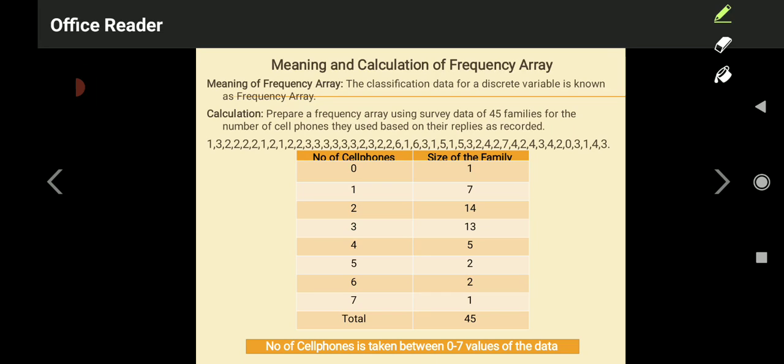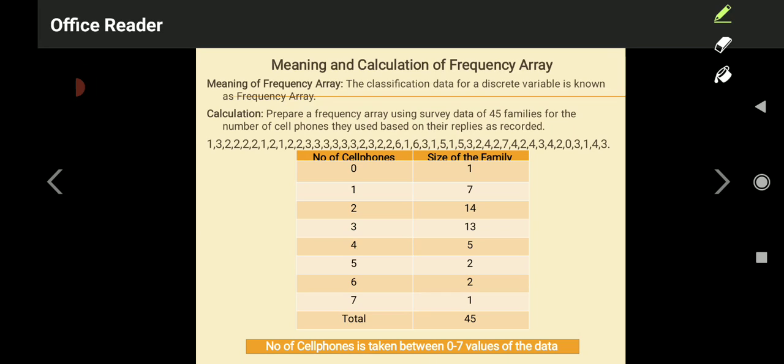I hope you understood. It is taking only certain values. Intermediate values are not taken into account in the case of a discrete variable. That situation is called a frequency array. Now let us understand how to calculate a frequency array with the help of given data information in the examination.